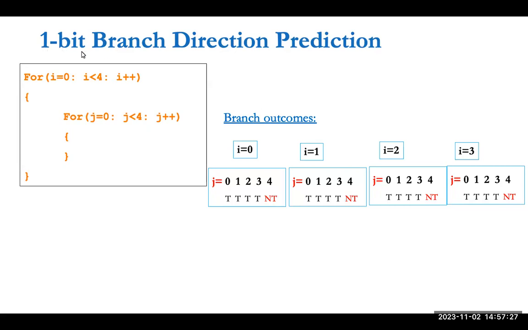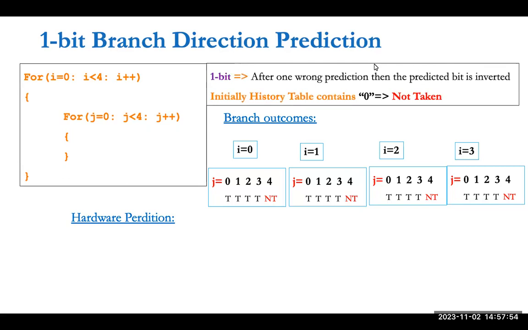So what the 1-bit branch direction predicts is, in 1-bit branch direction prediction, it predicts by considering its one previous record, whether it was taken or not taken in the actual branch outcome. So that is the hardwired prediction, that is the branch prediction. It is a hardware circuit, that is what we are saying. So how it is going to be predicted based on the actual outcome or branch outcome means, in 1-bit prediction, after one wrong prediction, the predicted bit is inverted.